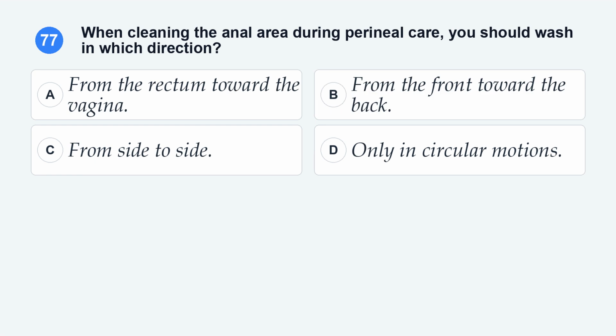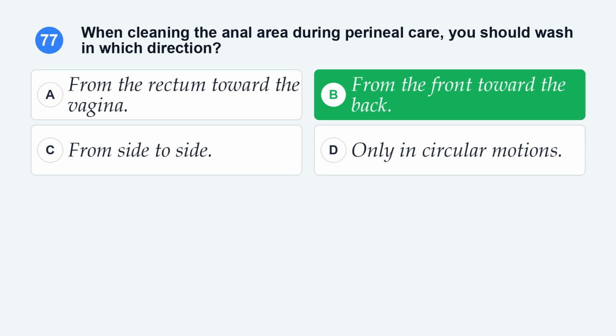Question 77. When cleaning the anal area during perineal care, you should wash in which direction? Option A. From the rectum toward the vagina. Option B. From the front toward the back. Option C. From side to side. Option D. Only in circular motions.